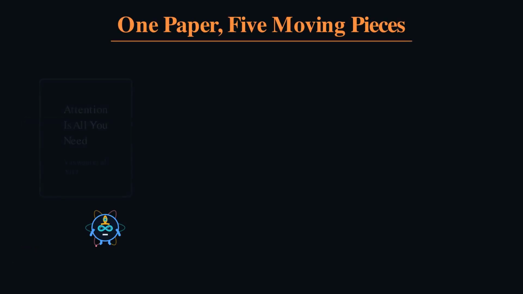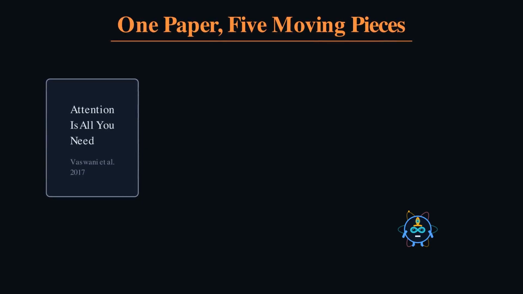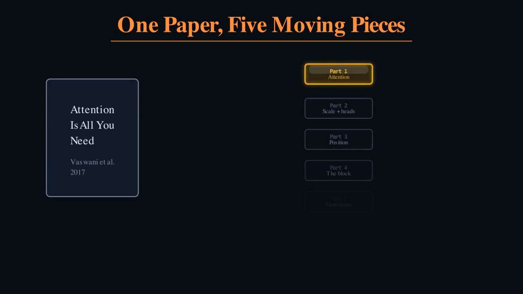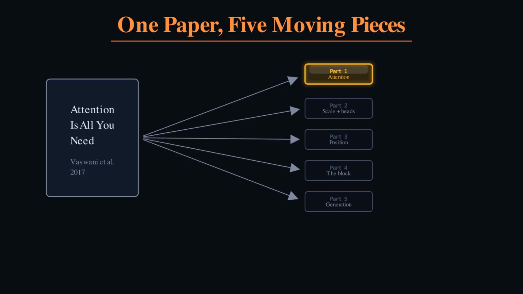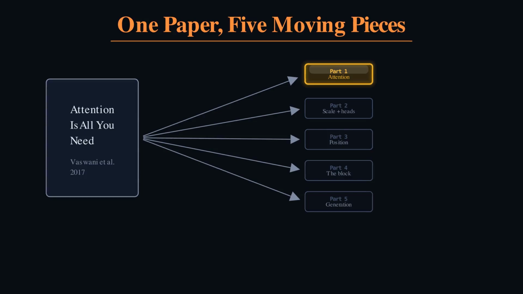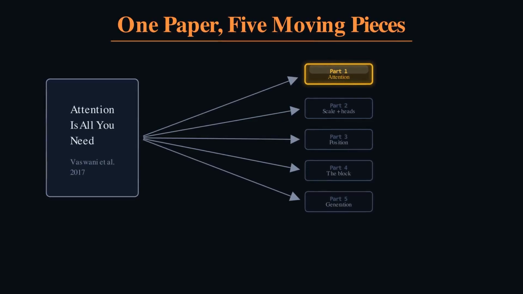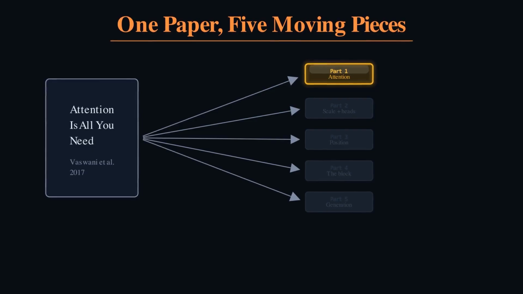Quick map before we start. This whole series is one paper from 2017, 8 pages that quietly rebuilt AI. It breaks into 5 pieces. The attention mechanism itself, then scaling and multiple heads, then how the model learns word order, then everything wrapped around attention, and finally how it writes a sentence. Today is piece number 1, the mechanism. Get this, and the other 4 are variations on it.